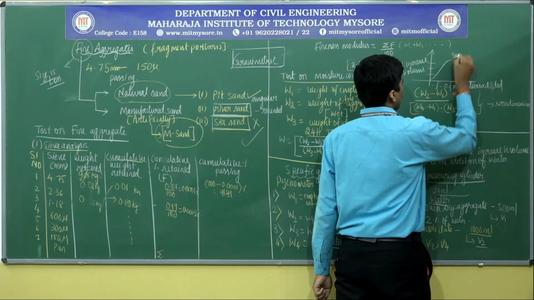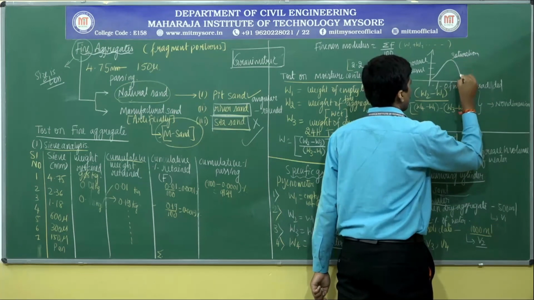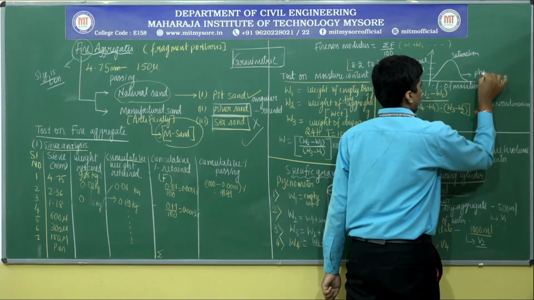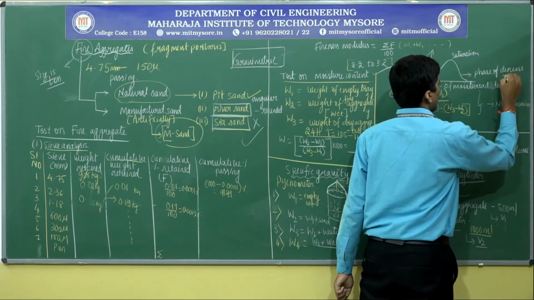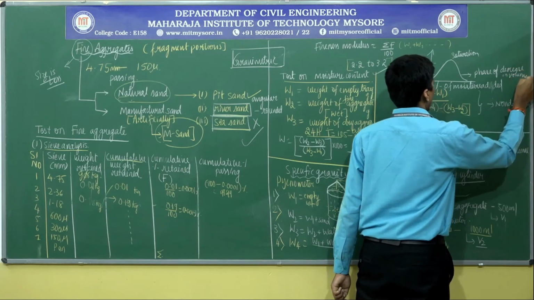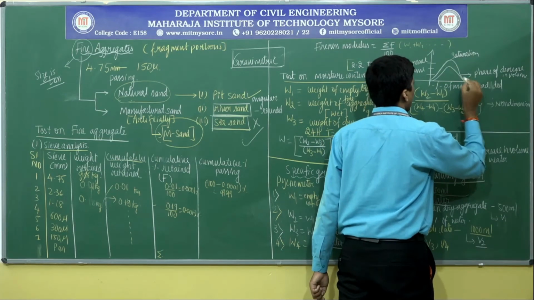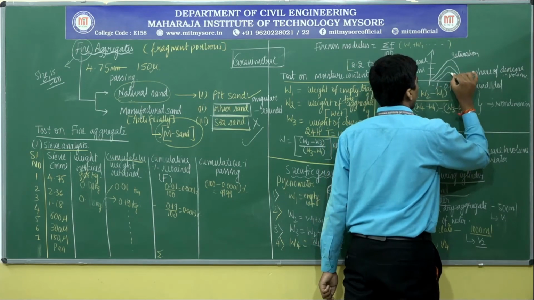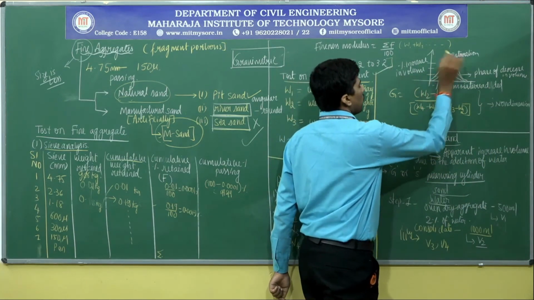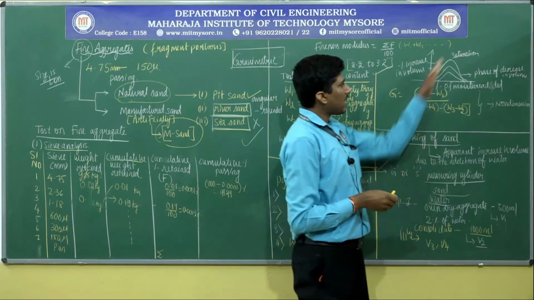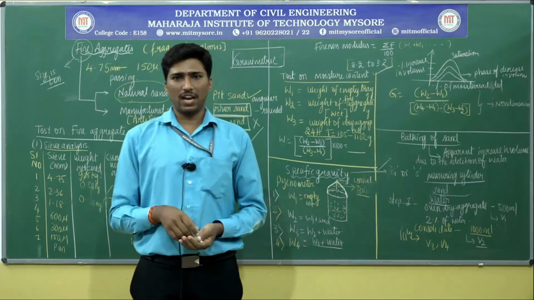This is the saturation phase, and this is the phase of the declination. We call it the phase of decrease in volume. Likewise, many sorts of graphs can be obtained. This particular phenomenon, where there is an apparent increase in the volume of the sand followed by a decrease, is what we designate as the bulking of the sand.